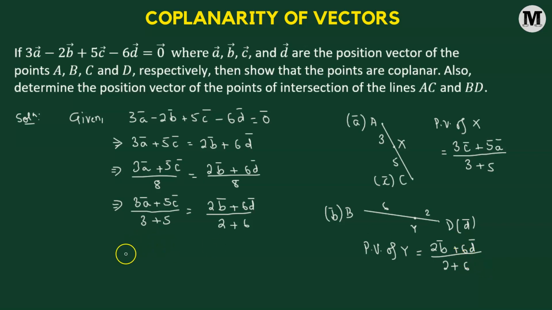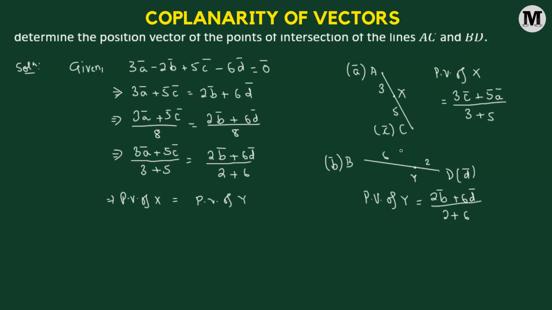Fine. So here we have the position vector of the point X equal to the position vector of point Y. Now what does it mean? We have 2 different points and the position vector of each of the 2 points is the same. That only tells us it's exactly the same point. Let's call it X because X equals Y. X is going to be the point of intersection of the line segments AC and BD.